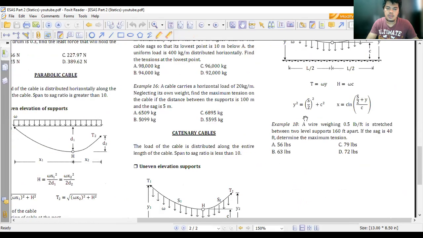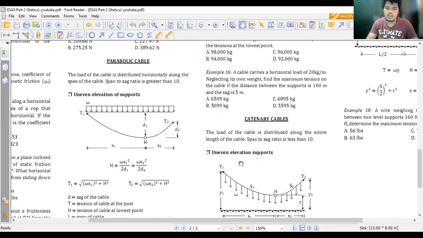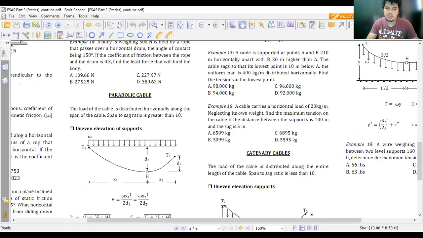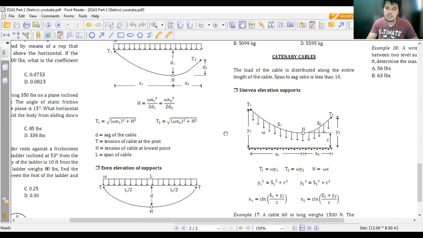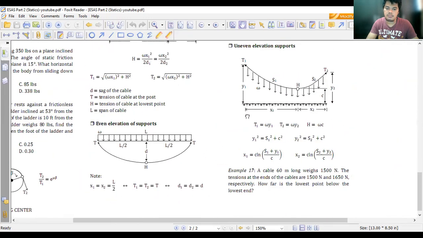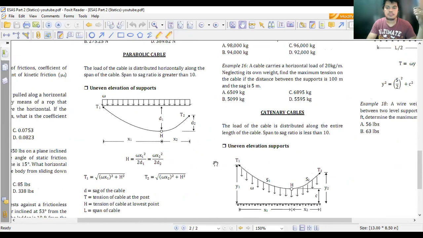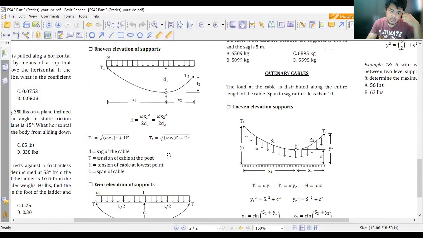Okay, we'll get back to the catenary cable. We'll try to look at the parabolic cable first, no. So the examples are actually separated. For parabolic cable, we have the uneven elevation of support. So these would be the formulas, and then the orientation also of the variables.